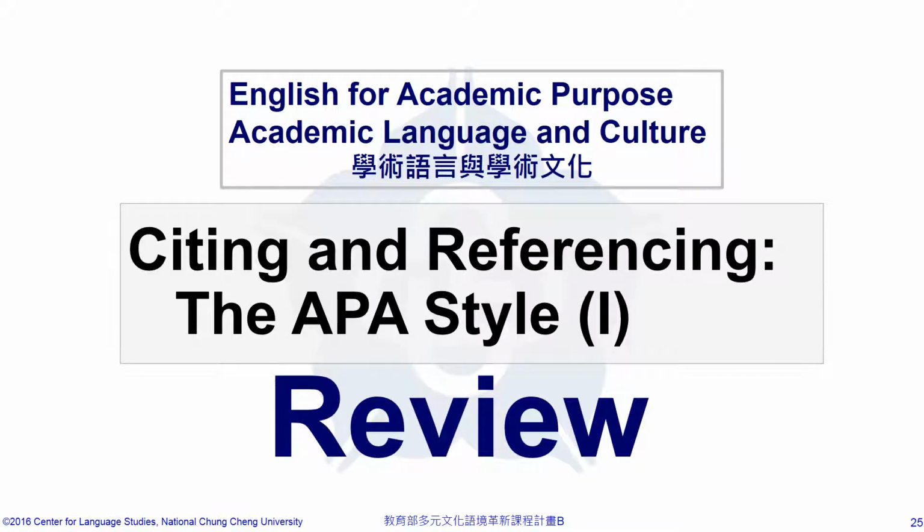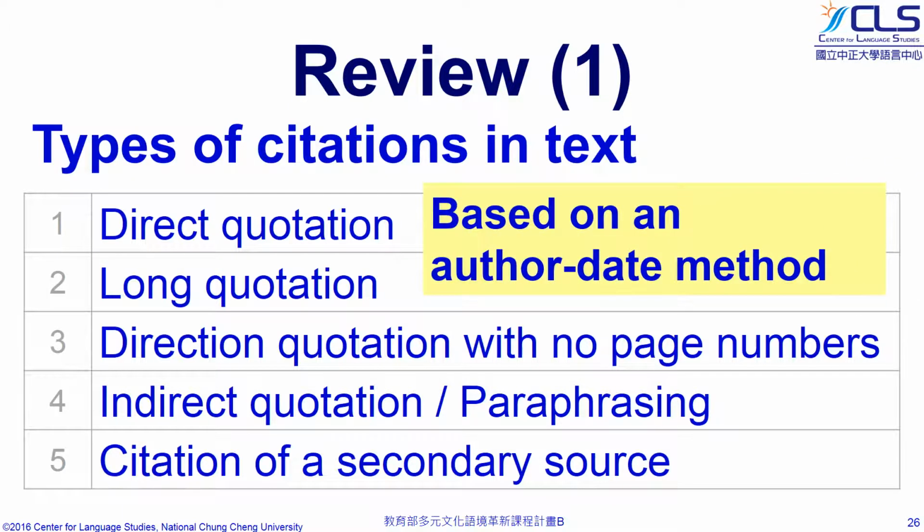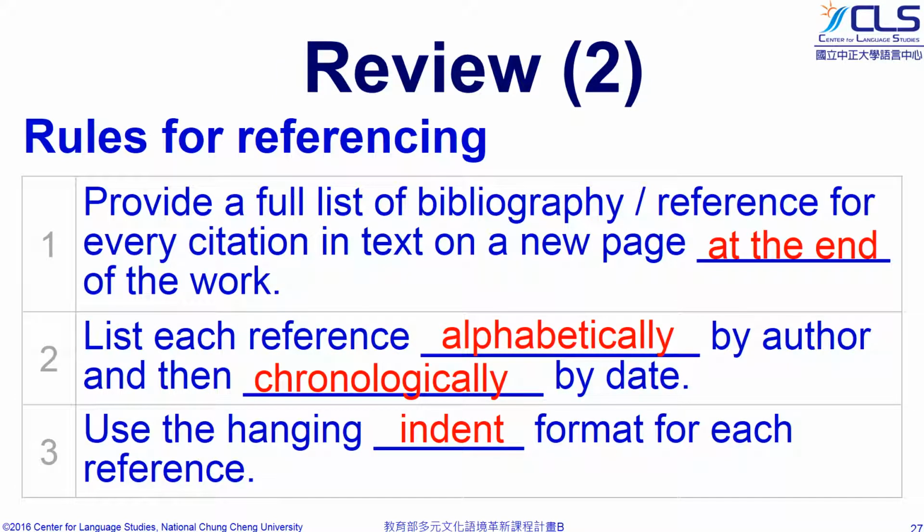Now let's review our lesson on citing and referencing with the APA style part 1. These are 5 common types of citations in text which will follow an author date method of the APA style. And these are 3 major formatting rules for referencing in APA. Provide a full list of bibliography. List each reference alphabetically and chronologically, and indent the reference.